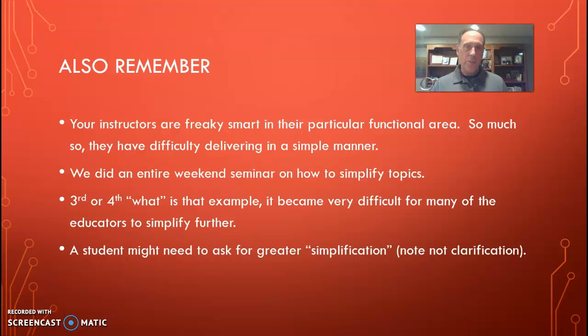I took a vacation and went down to the University of Tennessee to go visit my mentor. We ended up coaching all weekend. We were coaching athletes all weekend because he's a strength and conditioning coach. So, we are all very, very freaky smart in our little functional area. And sometimes it's difficult to break things down in a simple manner, right? We have seminars on this. We literally went to an entire weekend seminar on how we simplify things for our students to be able to articulate what it is we want so the students can actually understand us better.